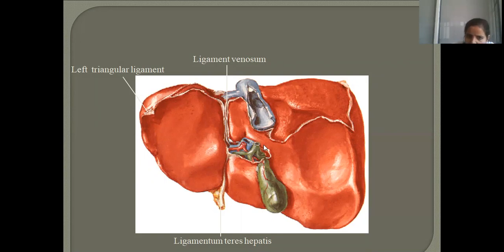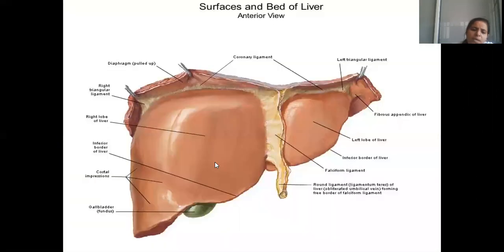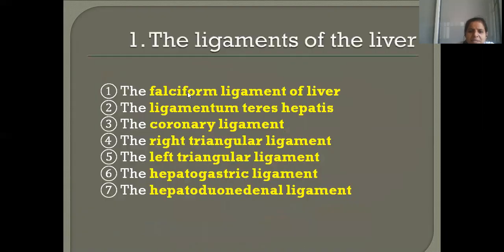The margins of porta hepatis are giving attachment to one peritoneal covering. That is nothing but lesser omentum. What is this? This is nothing but lesser omentum. Margins of porta hepatis give attachment to lesser omentum. Now see, all these ligaments, now we can read, you will understand. We have seen falciform ligament, we have seen ligamentum teres, remnant of the umbilical vein. We have seen the coronary, right triangular, left triangular. We have already seen hepatogastric and hepatoduodenal ligament as thickening in the lesser omentum, isn't it?